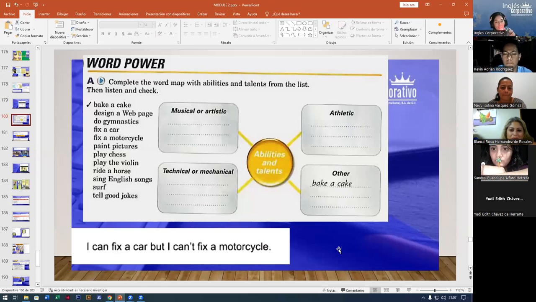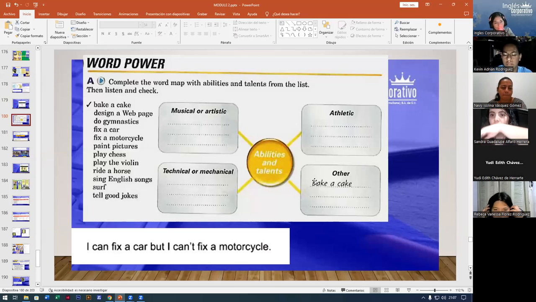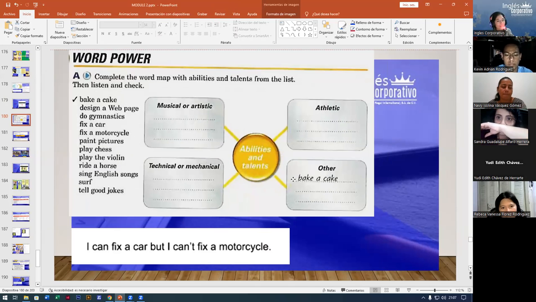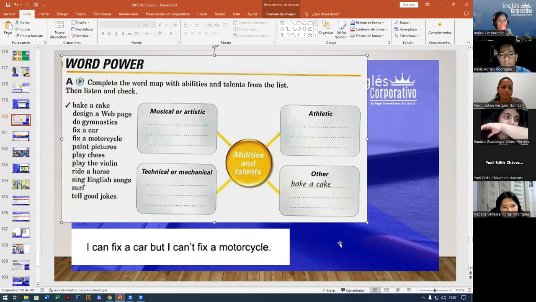Okay, in the video it was a little bit difficult to observe the words, but here in the picture it's more possible to see them and to read. It was talking about the different talents and abilities. So let's verify here, and we are going to put them in different categories. We have musical or artistic, technical or mechanic, athletic, other. And we have this list of talents and abilities. For example, in other, it will be bake a cake. It cannot be athletic, right? It's not musical or artistic or technical or mechanic.